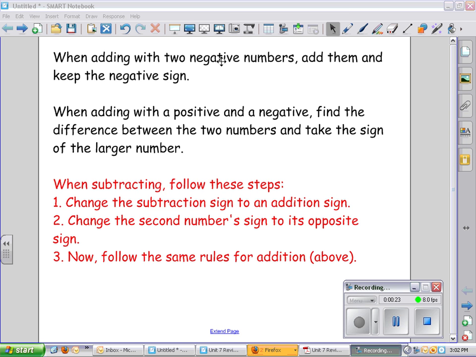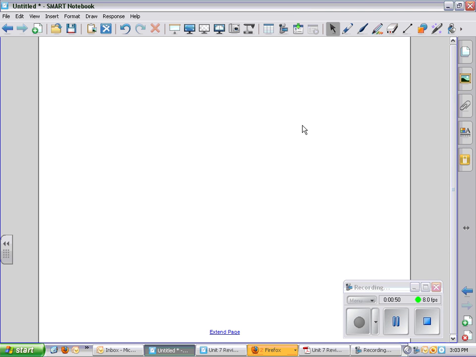When adding with two negative numbers, add them and keep the negative sign. So that's pretty simple. And obviously, if you're adding two numbers that are both positive numbers, you're going to add them and the answer will be a positive. When adding a positive and a negative, find the difference between the two numbers and take the sign of the larger number. Okay, so on the next page, let's go ahead and do a couple of those types of problems.